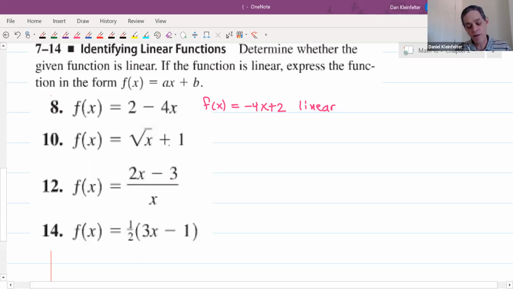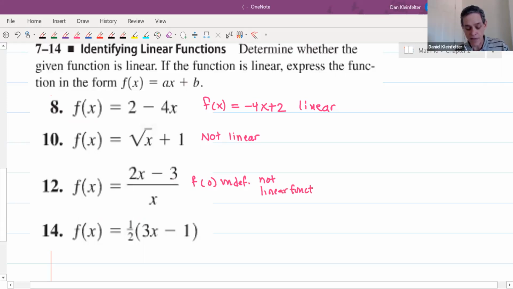The square root of x plus 1, that is not going to be a linear function. We saw that the square root graph was curved, right? Like that, and adding the plus 1 shifts it up by 1 unit. So it's definitely not a linear function. So here, f of x is 2x minus 3 over x. This one, the top part, the 2x minus 3 might look linear, but we do have an x in the denominator. So this one, f of 0 is undefined, right? And so it automatically has to not be a linear function.